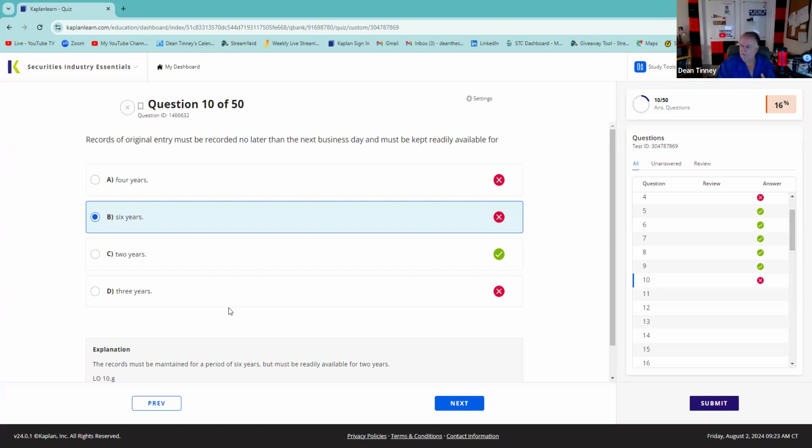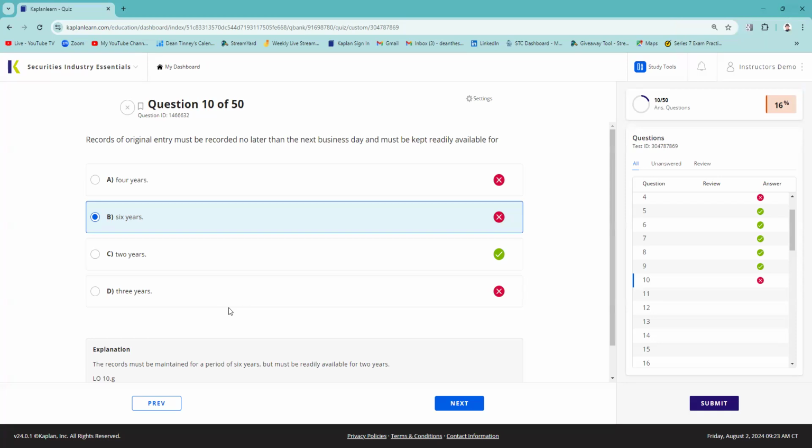4 years, you should definitely know. The only record that's 4 years is customer complaints, FINRA. You should know that. 6 years is items of original entry. That would be the general ledger, the purchase and sales blotter, customer records, that kind of thing. The vast majority of brokerage firm records are 3 years.